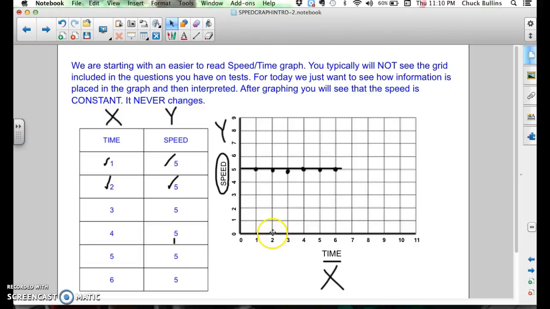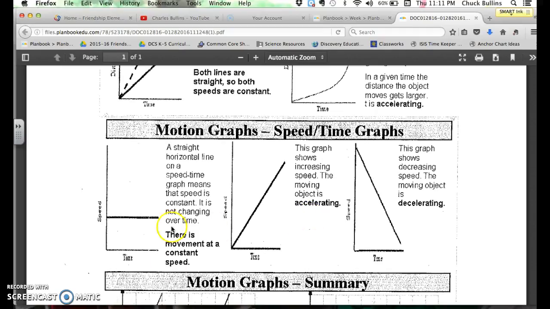They measured it again a minute later. The object was still going 5 miles an hour. 3 minutes later, 5 miles an hour. 4 minutes later, 5 miles an hour. Even 6 minutes later, this object is still moving 5 miles an hour. There has been no change in the speed. Therefore, we call that constant speed. And if we take a look back, we notice that this graph here shows us that it's constant speed.